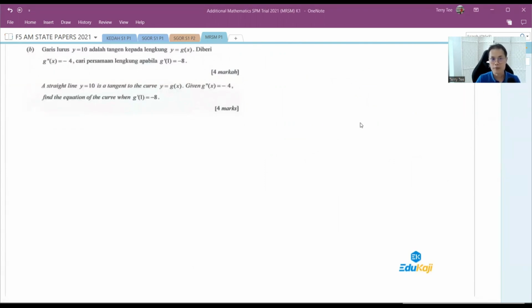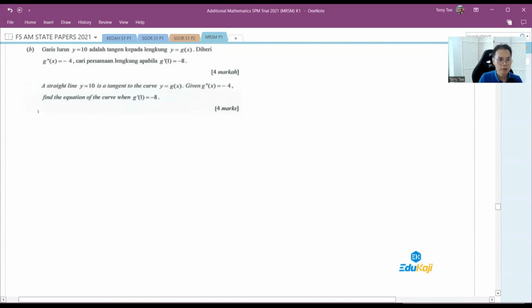Okay, so here we have a straight line y equals 10. It's a tangent to a curve y equals g(x). It's given that g double prime equals negative 4. Find the equation of the curve when g prime of 1 equals negative 8. Actually, they should say given that, not when. The curve has a fixed equation.